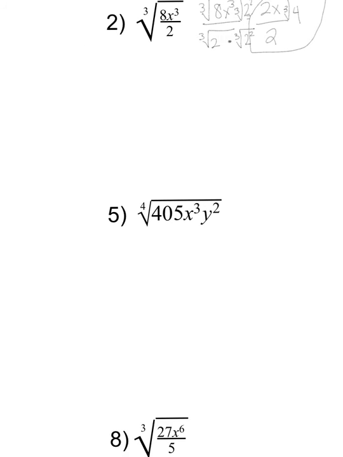Number 5. 4th root of 405 x cubed y squared. Well, because it's a 4th root, we know we can't do anything with the x cubed and y squared. So we're going to go ahead and break this down to 5 and 81. 81 is 9 and 9, 9 is 3 and 3, so 3, 3, 3, and 3. So we have 4 of a kind of 3's. Those come out. We have the 4th root of 5x cubed y squared left over.